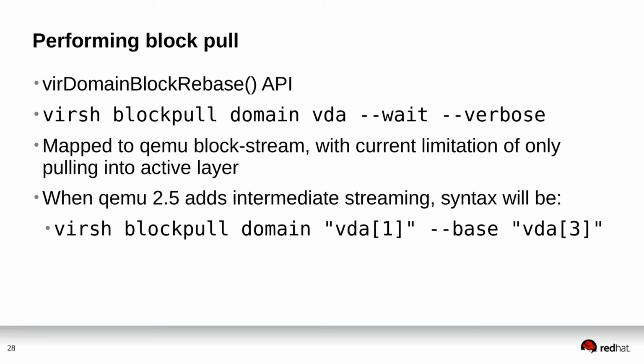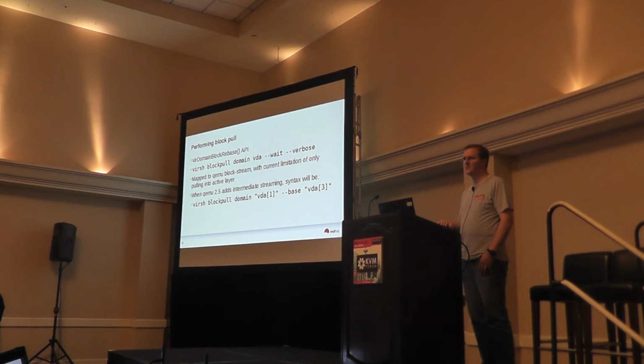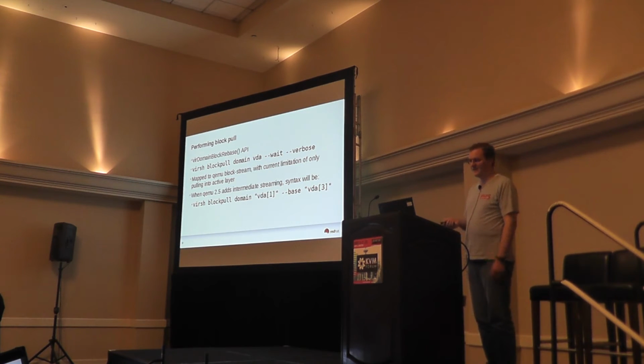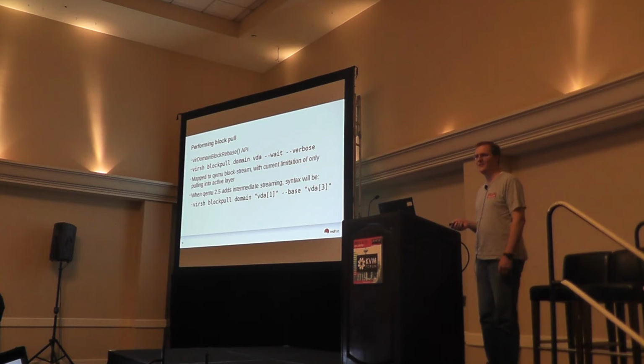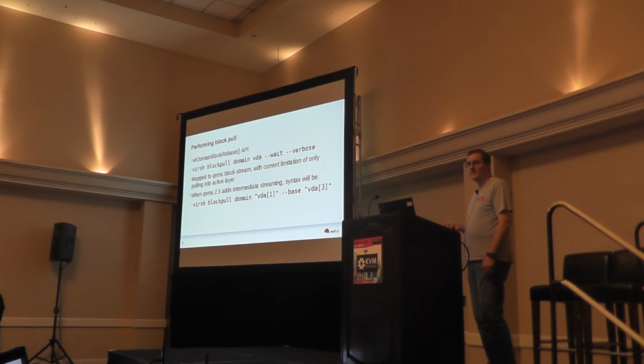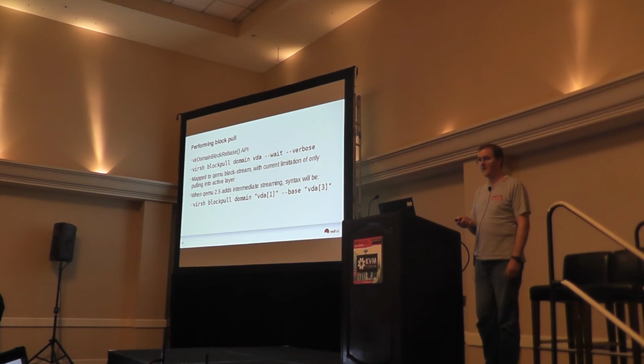Block pull or block stream. Libvirt uses the term pull, QEMU uses the term stream. They're synonyms. And then Libvirt adds yet another name, the block rebase API. Naming is historical. It's a fact of history. We have to live with it. Right now, since QEMU only supports pulling to the active layer, Libvirt only supports it. But as QEMU 2.5 adds intermediate streaming, we plan to reuse the same API and take advantage of our indexed notation so we could merge from vda[1] from its base of vda[3] to do a backing chain commit along the intermediate images.